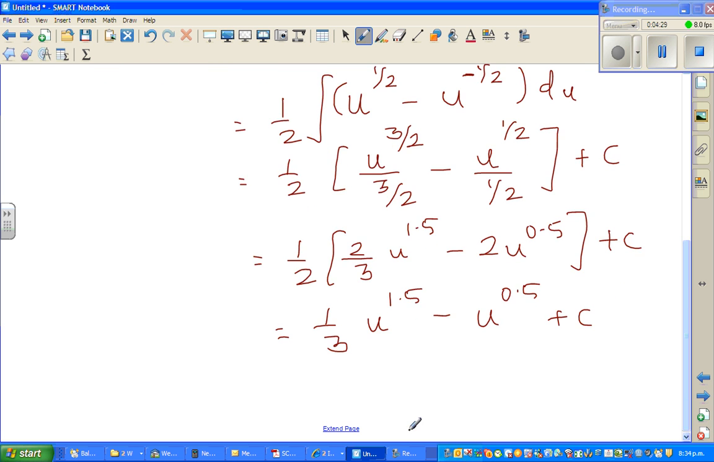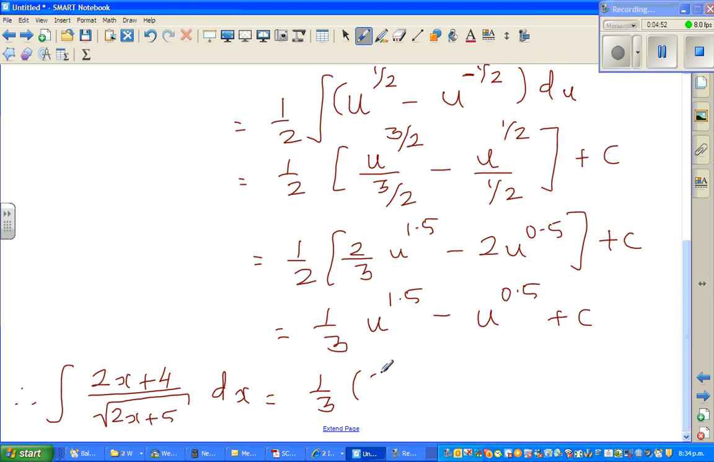But I want the answer in terms of x, so I'll rewrite. Therefore, the integration of 2x plus 4 over the square root of 2x plus 5 dx is equal to 1/3 times, what is u? u is 2x plus 5, so my final answer is 1/3 times 2x plus 5 to the power 1.5 minus 2x plus 5 to the power 0.5 plus c. Okay, so this is my final answer.